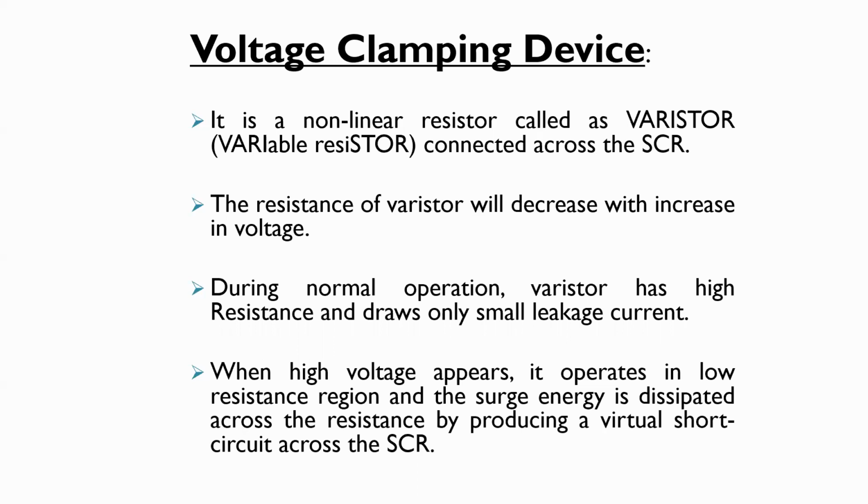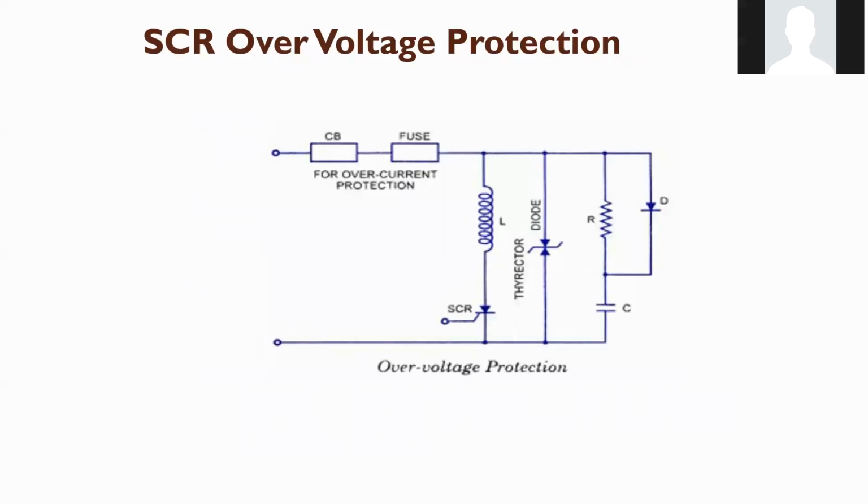During non-operation, the varistor has high resistance and draws a very small leakage current. But whenever the voltage becomes high, it operates in the low resistance region, and the surge energy is dissipated across the resistance by producing a short circuit path across the thyristor. So this is the protection circuit for over voltages. This is the SCR.